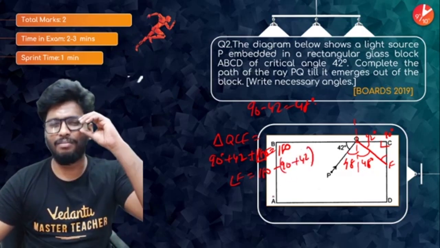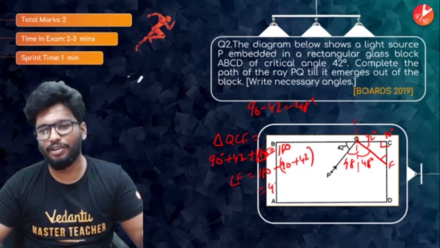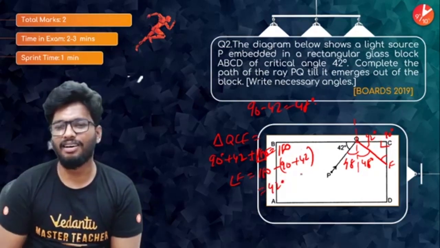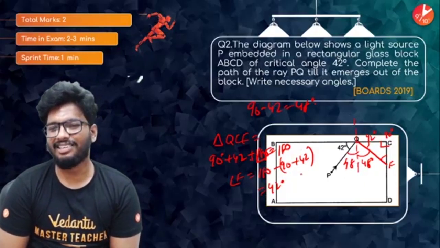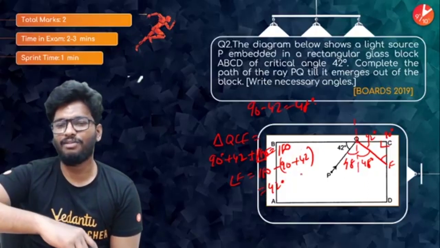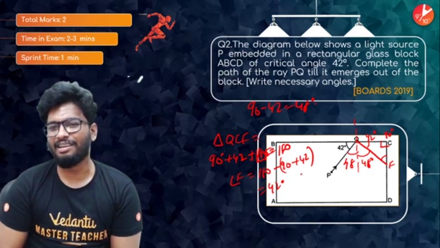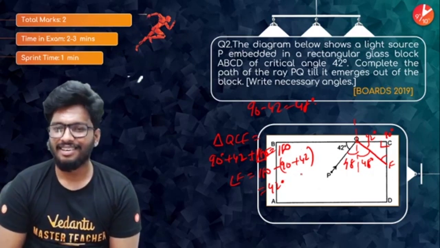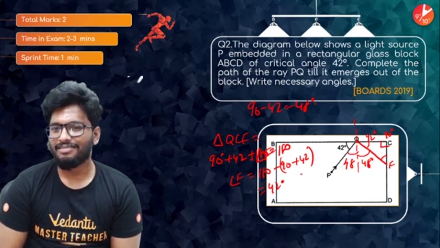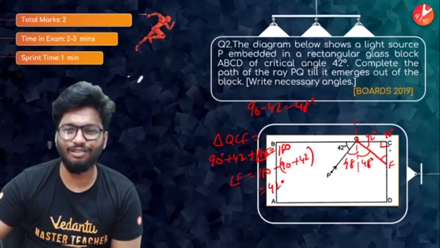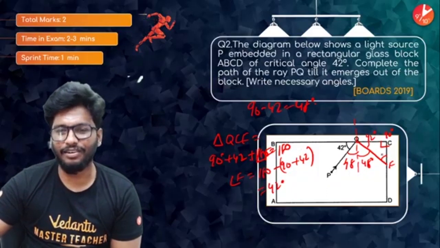So now what will be the angle? I think it will be 42 degrees itself. 90 plus 42 is 132, and 132 minus 180... again, I believe it will be 42 degrees itself. All right, that angle is also 42 degrees. This angle is 42 degrees.